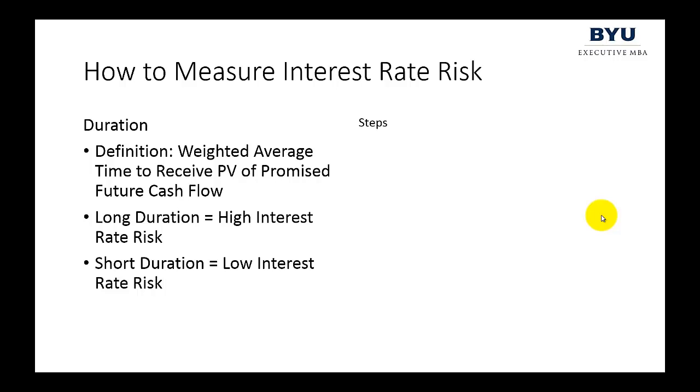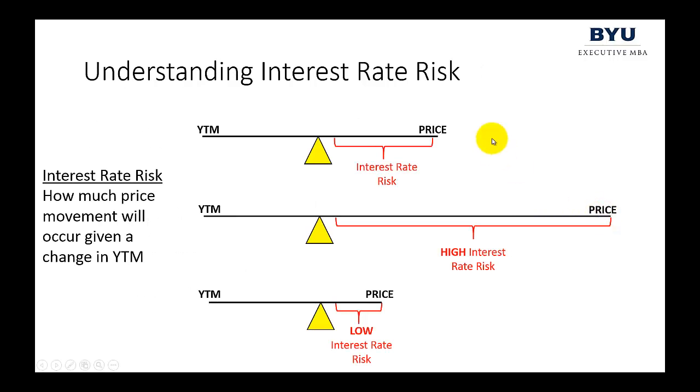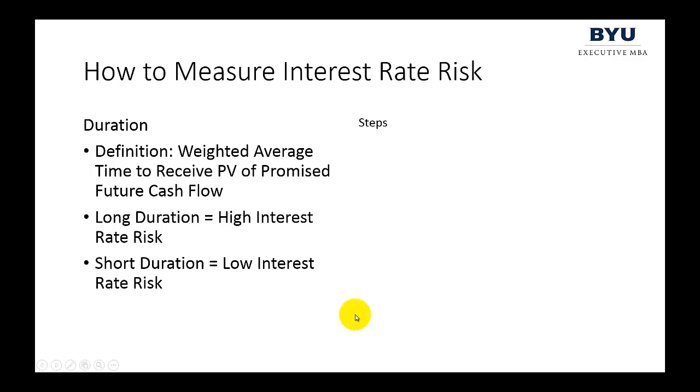At this point, just understand that long duration represents high interest rate risk. So long duration represents this setup right here. Short duration would represent this type of inverse relationship, a very short lever. Let me walk you through the steps to calculating duration.